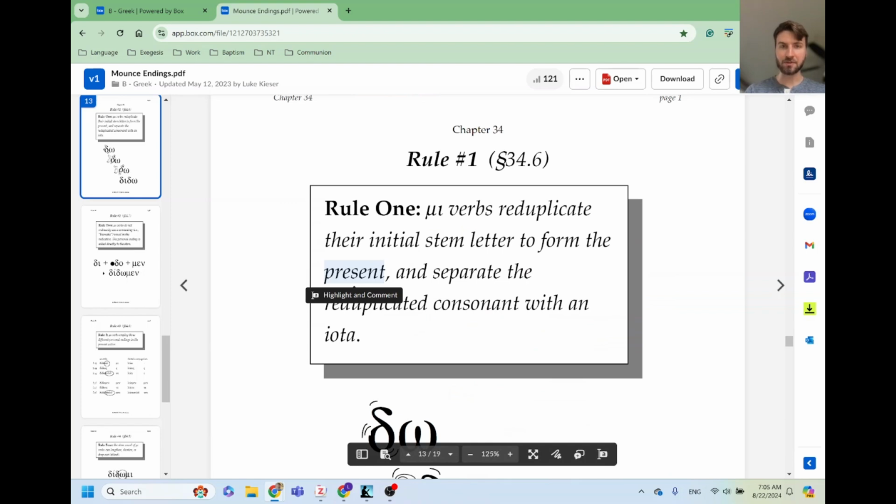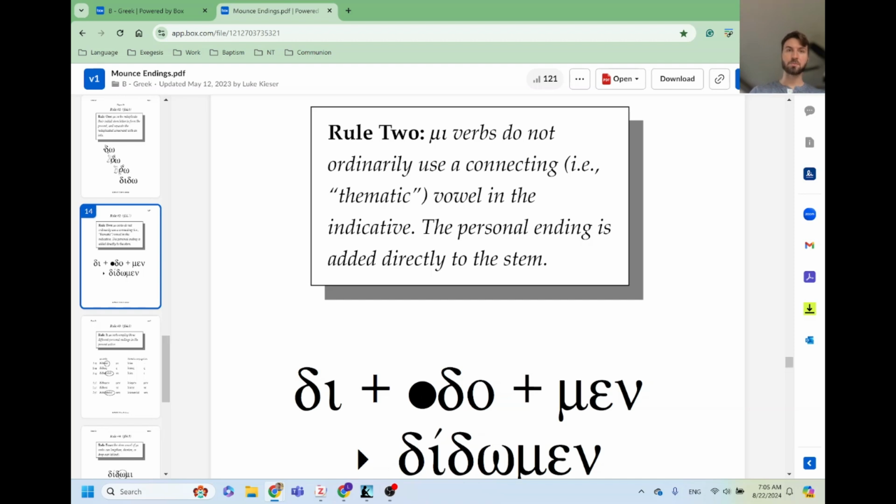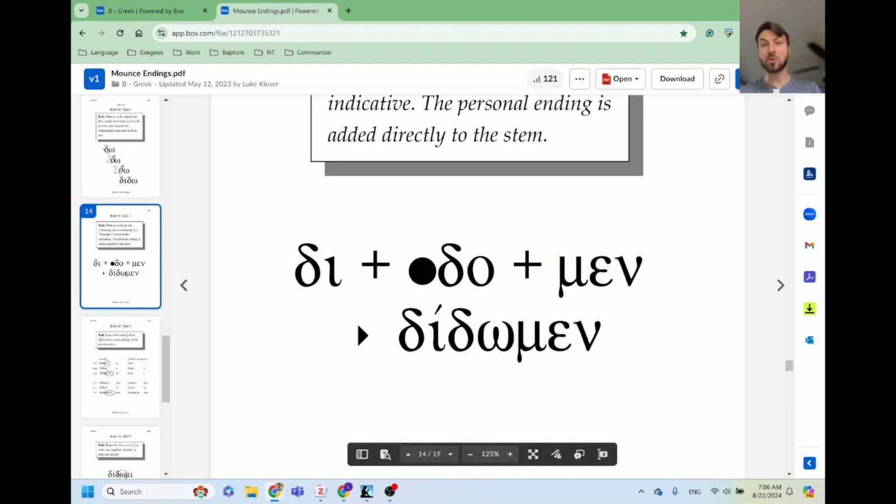So that's the first one: mi verbs reduplicate with an iota in the present. Rule 2: mi verbs do not ordinarily use a connecting vowel, i.e. thematic vowel, in the indicative. The personal ending is added directly to the stem. Some reference grammars call mi verbs athematic verbs, because they don't have a theme vowel. So rather than adding omen to the stem, you're just adding men, because the omicron is part of the stem. So didomen has the reduplication with the iota because it's in the present. You have the stem, do, and then you just add the ending men, and then the omicron lengthens, which is the next one.